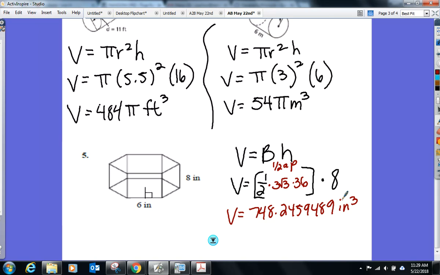You're okay? How do you feel on the volume here, prisms and cylinders? Cylinder, no issues because the formula's right there. Pyramid, prism depends on the base, I guess. Depends on the shape of the base.